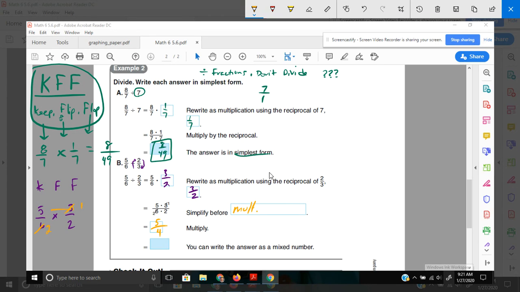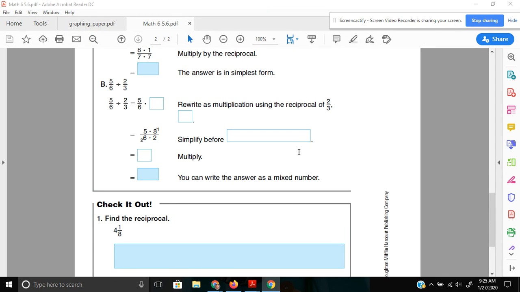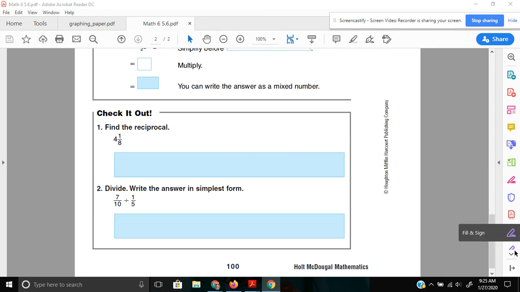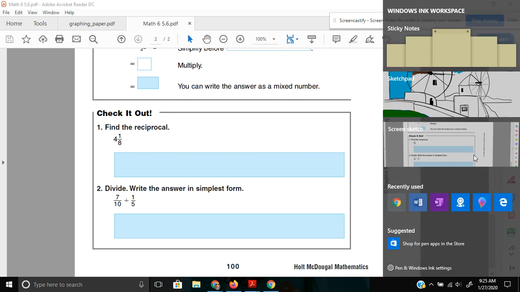I'll now rewrite this as a mixed number. 4 goes into 5 one whole time, which is 4. And I have 1 left over to get to 5. So 1/4. 1 and 1/4 would be my final answer. Once again, I used keep, flip, flop, and a little bit of simplifying there to find my answer. All right, that does it for the examples. Please pause to try 1 and 2 on the check it out section and see how you do.